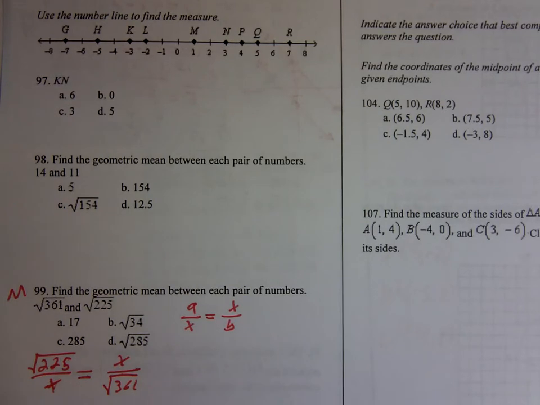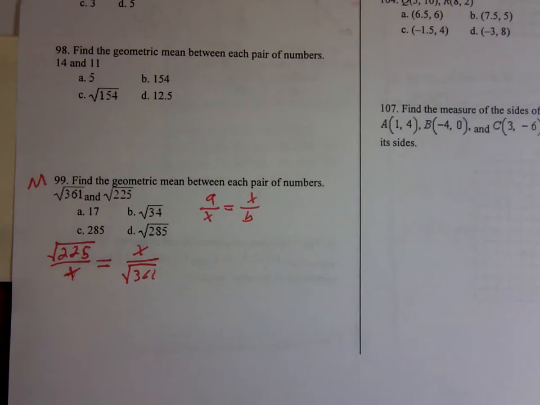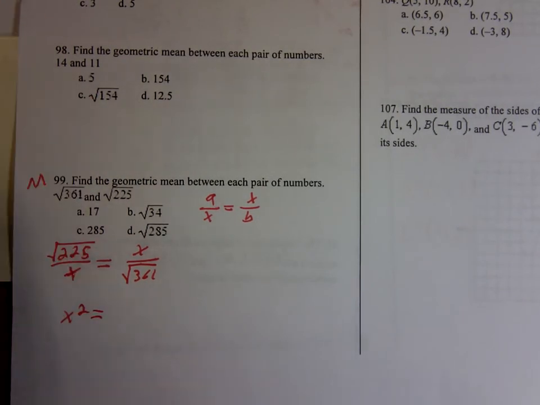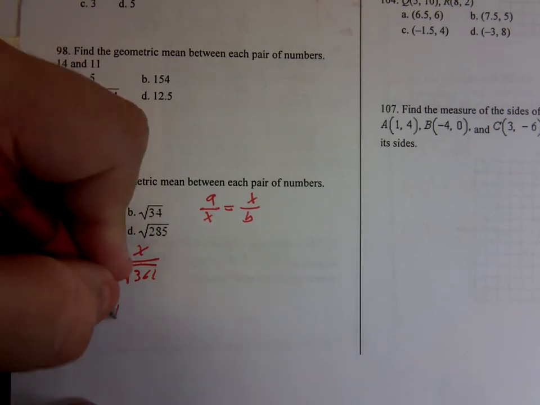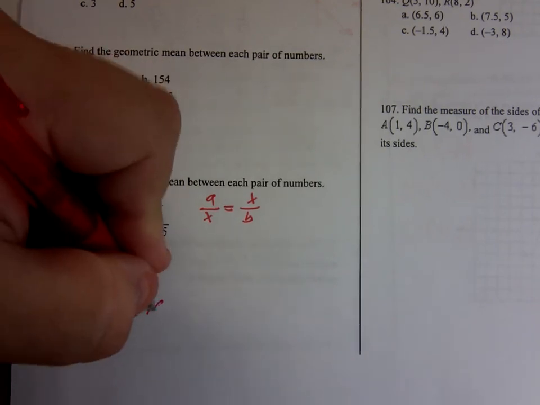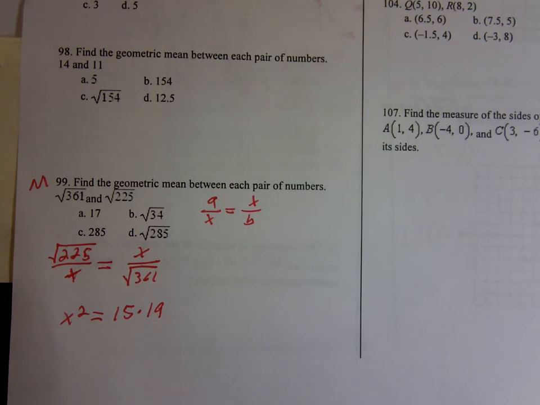And now we're going to cross multiply. So we get x squared equals, the square root of 225 actually is a perfect square. It becomes 15. And the square root of 361 also happens to be a perfect square. It's 19. However, if you didn't know that, you could multiply these two numbers. You can multiply square roots times square roots. They're like terms. And then you can take the square root of them. Your calculator would simplify it for you.